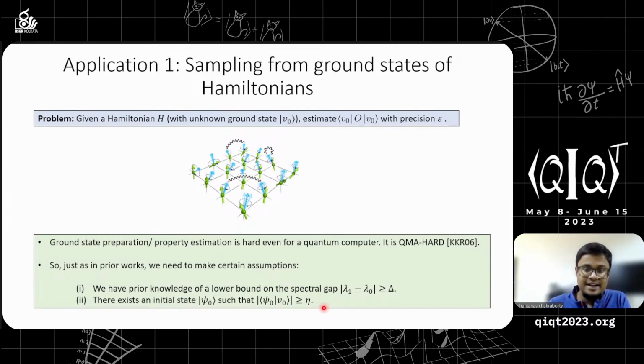So these are the two assumptions that you need: information on the spectral gap delta, and you have access to an initial state, or you can prepare an initial state, that has at least eta overlap with the ground state. These assumptions are standard, and they are taken across all quantum algorithms designed for ground state preparation and property estimation, precisely because the generic problem is QMA hard. By QMA hard, you can think of it as the quantum version of the complexity class NP. QMA is the quantum version of NP, so it's kind of the quantum version of NP hard, the generic problem. These two assumptions make the problem feasible. So it is possible to design quantum algorithms to output quantities of interest in a reasonable time.